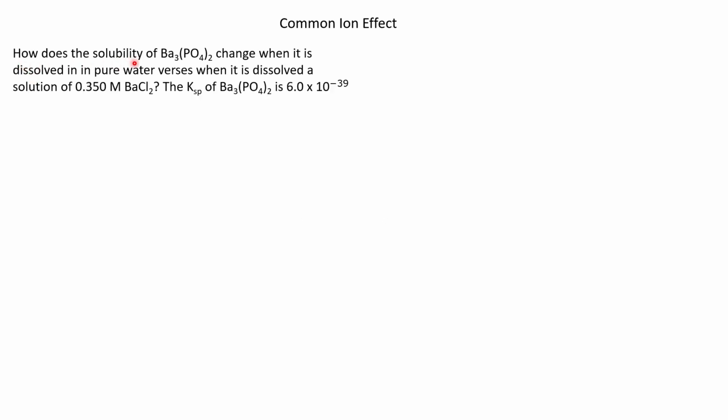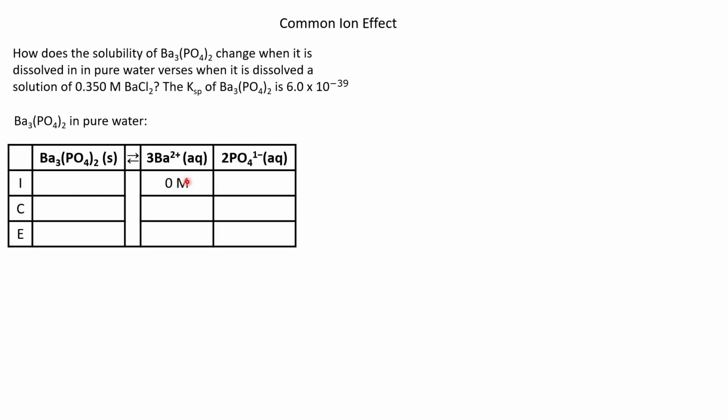So how does the solubility of barium phosphate change when it is dissolved in pure water versus when it is dissolved in a solution of 0.35 molar barium chloride? And we are given the KSP of barium phosphate is 6 times 10 to the negative 39th. Let's first calculate the solubility of barium phosphate in pure water. Again, we need an ice table.